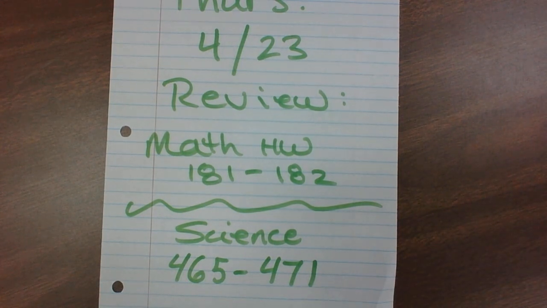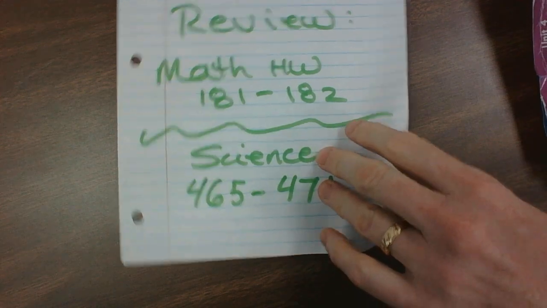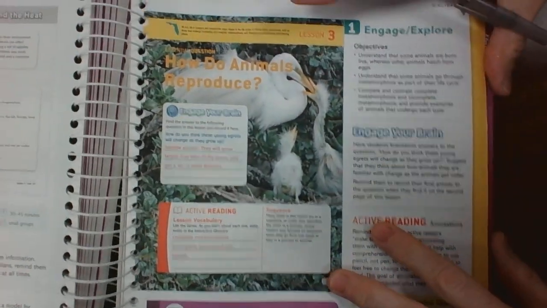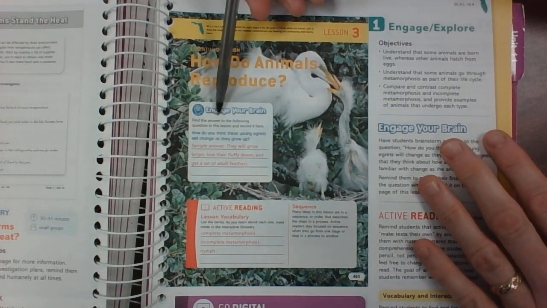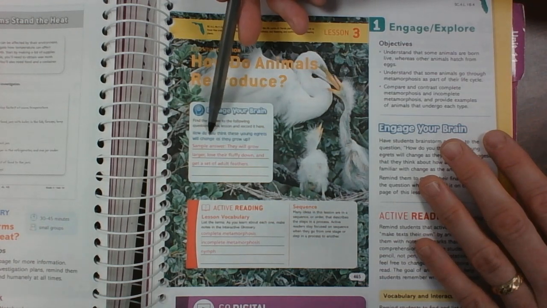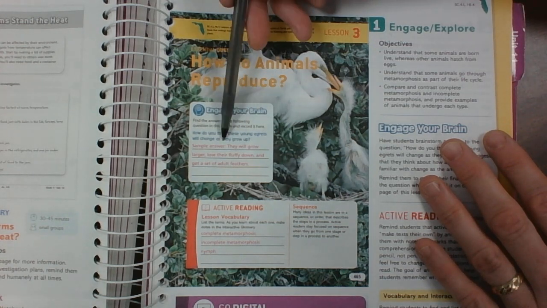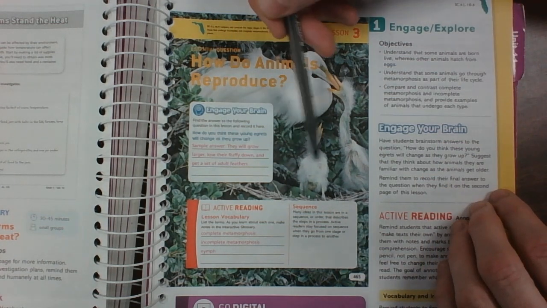Let's talk science. Pull out science pages, 465 to 471. All right? That was a good chapter right there, a good lesson in this chapter, in this unit. It said, engage your brain, find the answer to the following question. How do you think these young egrets will change as they grow up? Well, they will grow larger, hopefully. They will lose that fluffy down. It won't be as fluffy.